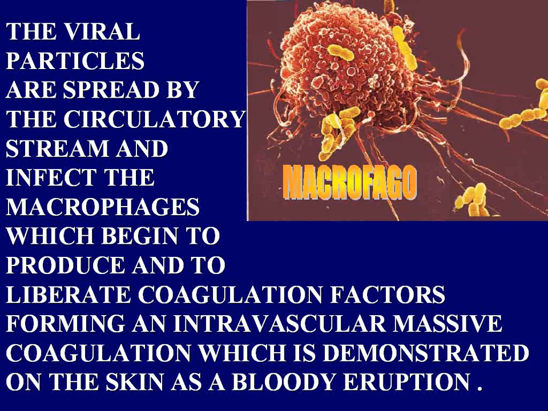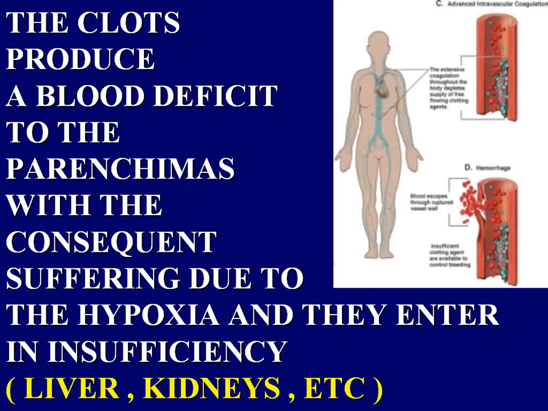The viral particles are spread by the circulatory stream and infect the macrophages, which begin to produce and to liberate coagulation factors, forming an intravascular massive coagulation, which is demonstrated on the skin as a bloody eruption. The clots produce a blood deficit to the parenchymas, with a consequent suffering due to the hypoxia, and they enter an insufficiency: liver, kidneys, etc.